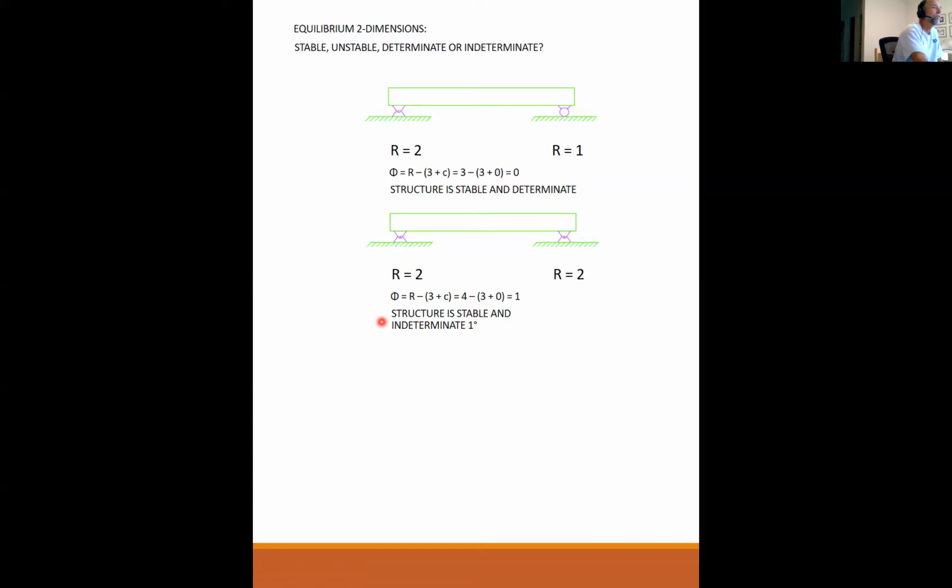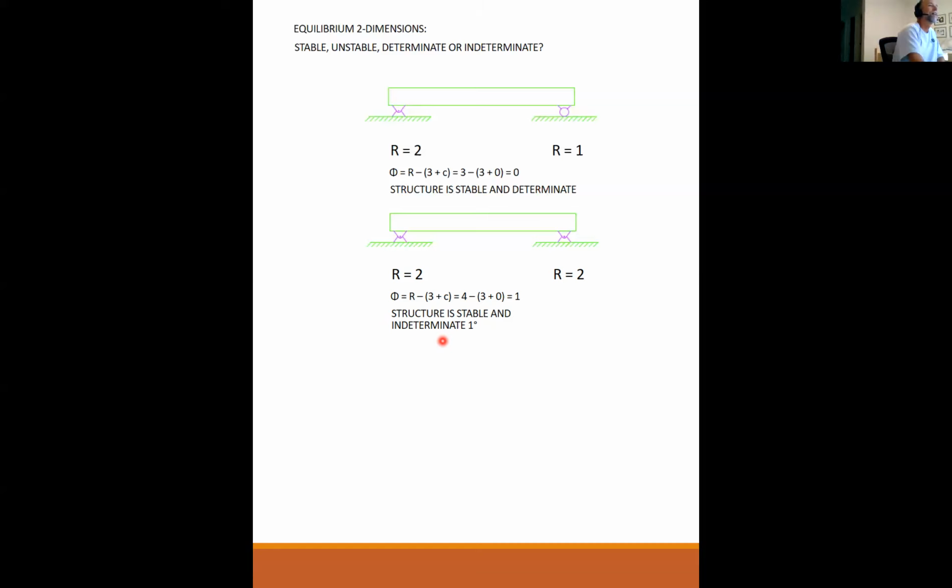What does this mean to you if you're trying to solve problems? If it is stable and determinate, that means one thing. If it is stable and indeterminate, that means something else. What's the difference? Does it mean if it's indeterminate, that means you can't find the values of each support reaction using statics? That's exactly right.